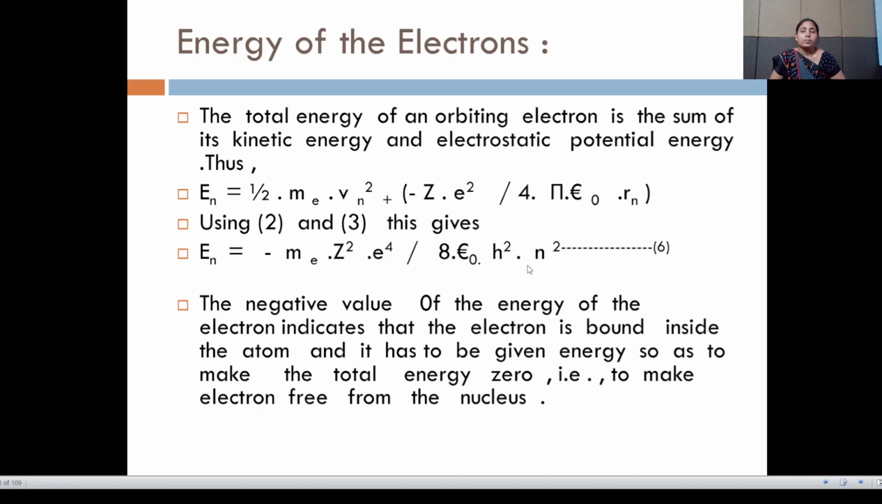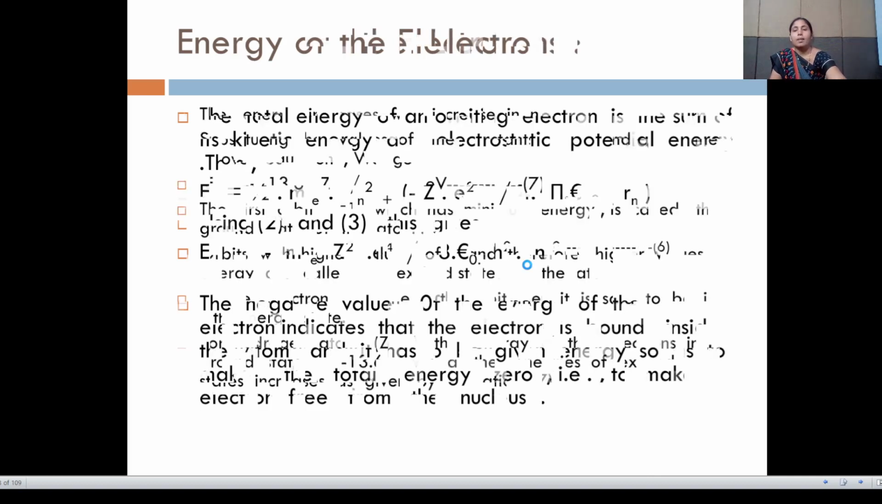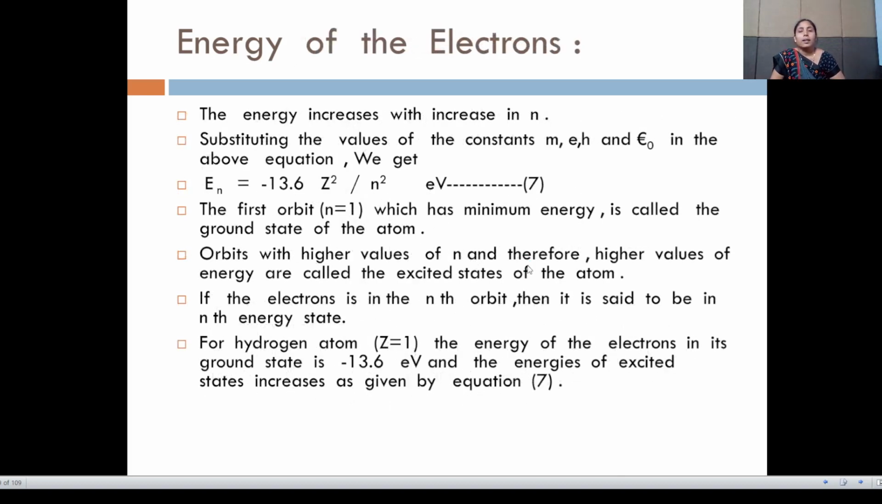That negative sign indicates that the electron is bound to the atom, and here Z is equal to the atomic number of the atom. e is the charge of electron, epsilon naught is the permittivity, h is Planck's constant, and n is equal to the number of the orbit. Here the energy increases with increasing n.